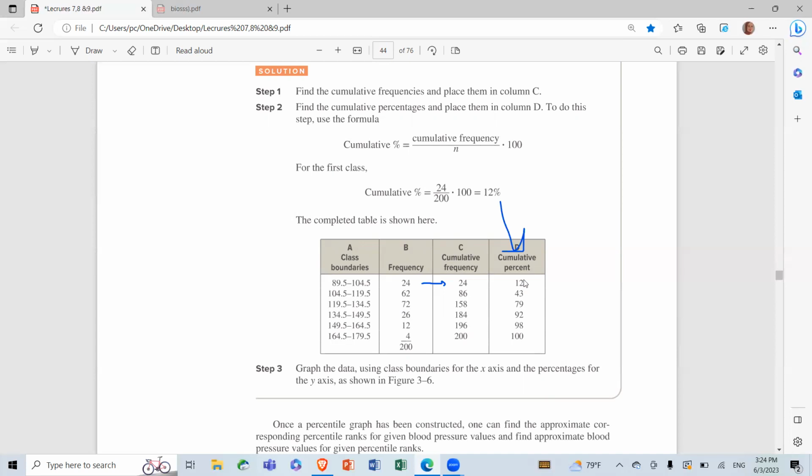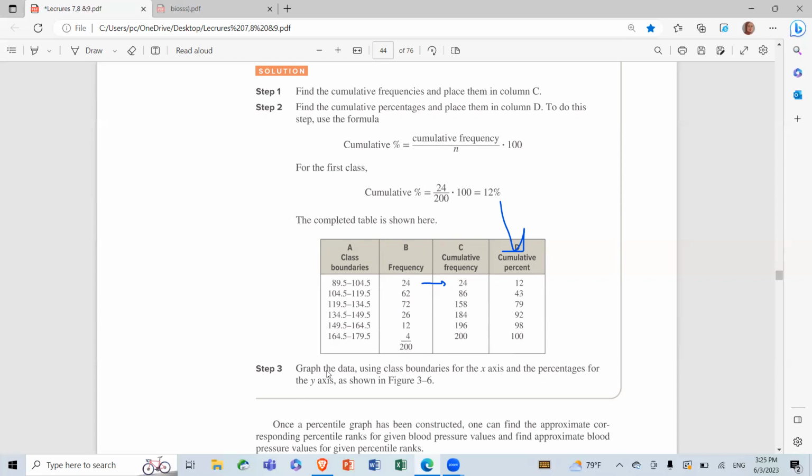And the same thing for the rest. After that we calculate the cumulative percentage. We use this rule: cumulative percentage equals cumulative frequency over n times 100. For the first one it is 24 over 200 times 100. The same way for the second one: 86 over 200 times 100, which gives 43.